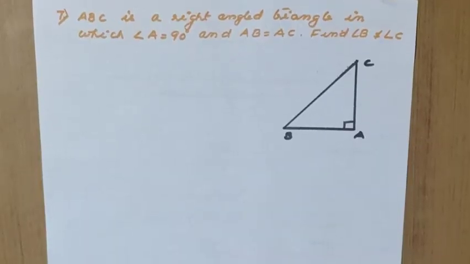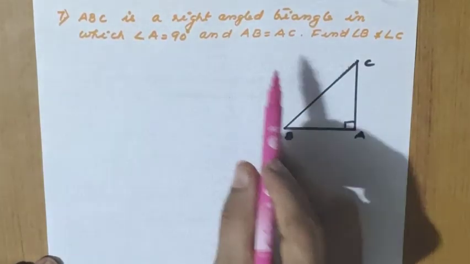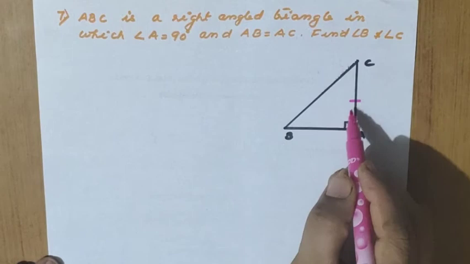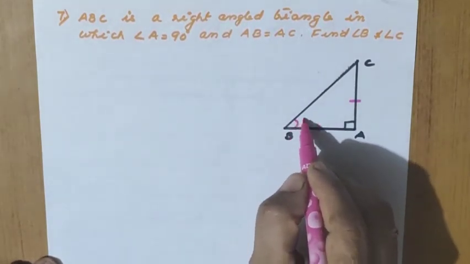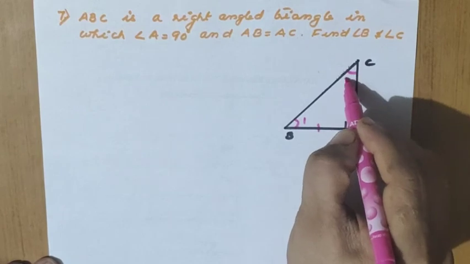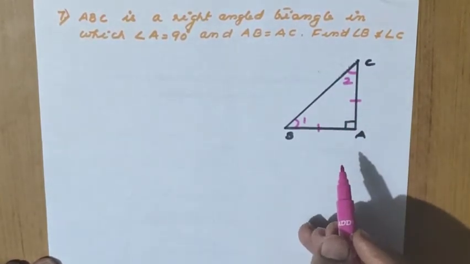ABC is a right angle triangle in which angle A equal to 90 degree. So we have already marked angle A 90. AB and AC are equal. So I should mark AB and AC are also equal. So if I have written 1 and 2 here, what you can say about this one? This 1 and 2 are also equal, right?